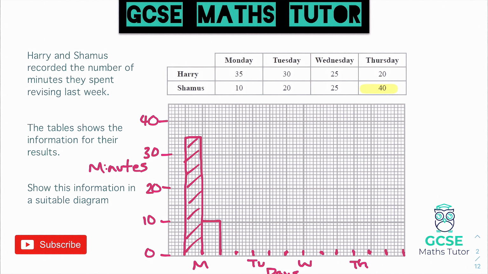So for Tuesday we're going to have 30 for Harry, and again I've left a gap, so now I've got my bar here for Harry. And then I'm going to do Seamus as well, which is going to be 20.